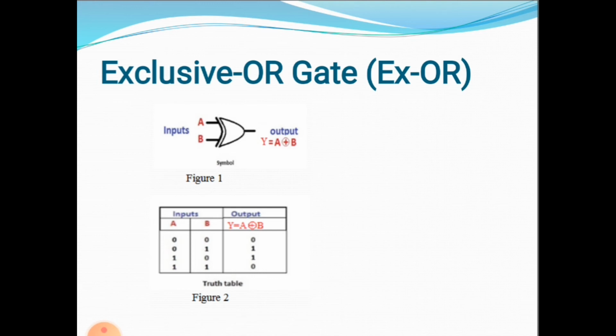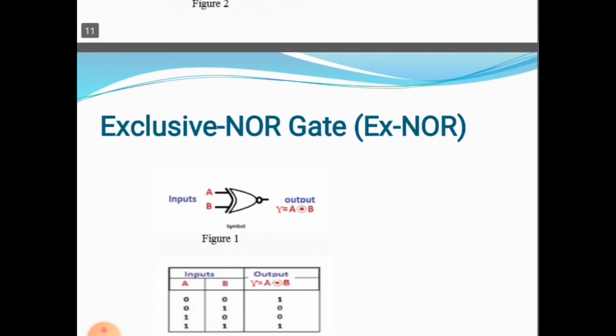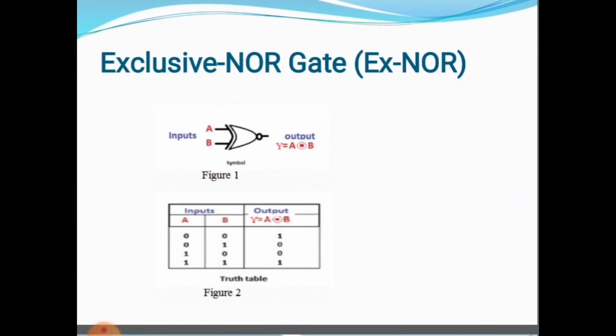Let us see the next gate. Exclusive NOR gate, that means XNOR gate. Figure 1 shows the truth table for a XNOR gate. Its logic operation is specified as y is equal to A XNOR B.